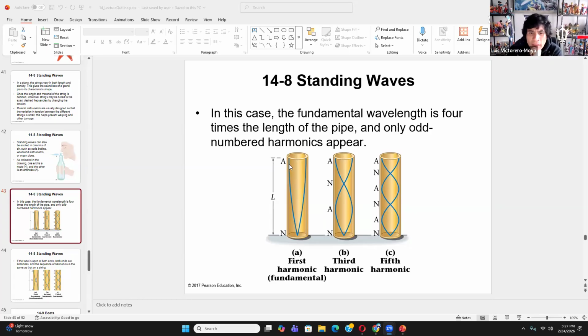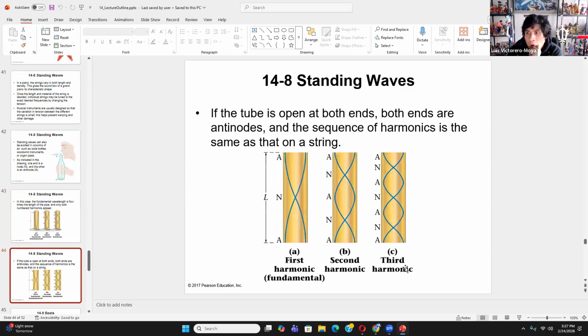If they are closed at one end, remember you have a quarter of a wavelength here. You will have a quarter plus half a wavelength. That will give you 3/4. Here you will have 3/4 plus 2/4, or 5/4. So 1, 3, 5, 7, etc. For the open on both ends, you have first, second, third.